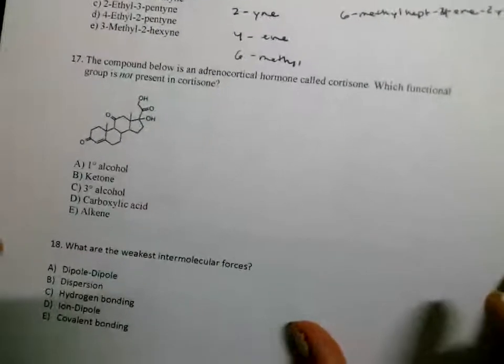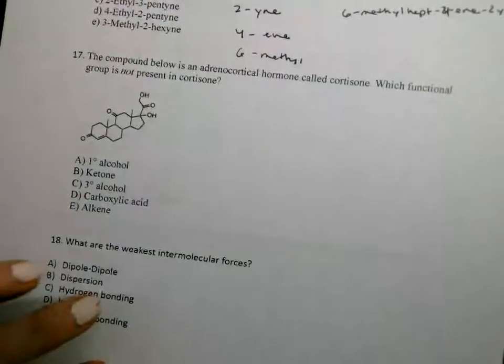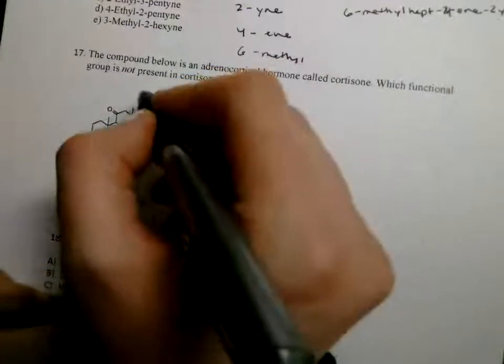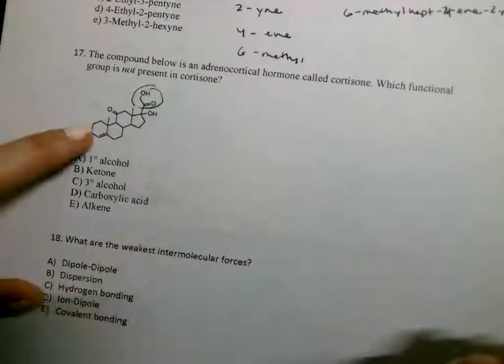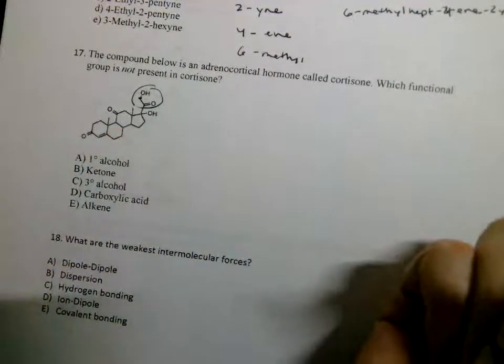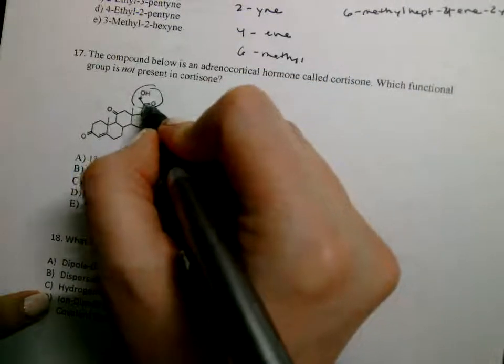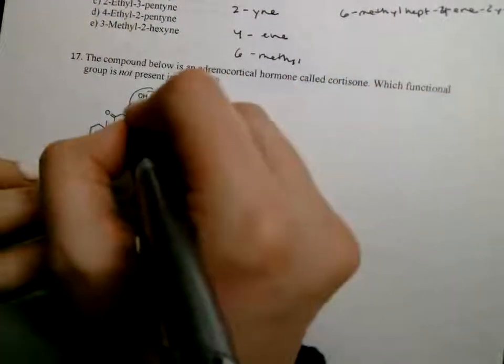Okay, the compound below is a hormone called cortisone. Which functional group is not present in cortisone? Before I look at the answer choices, this might trick you into looking like a carboxylic acid, but a carboxylic acid doesn't have the carbon in between. It's like CO and then immediately the OH. And so that's not a carboxylic acid. So I just want you guys to note that.